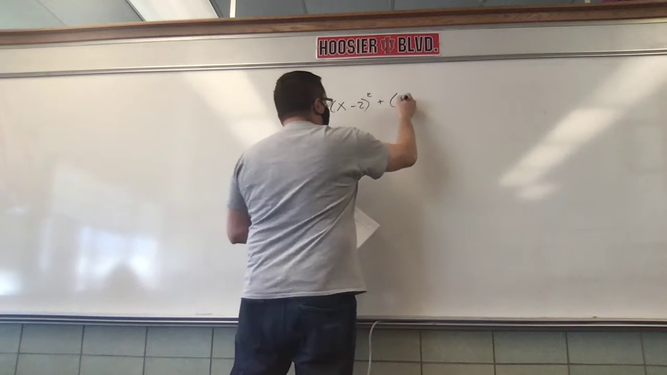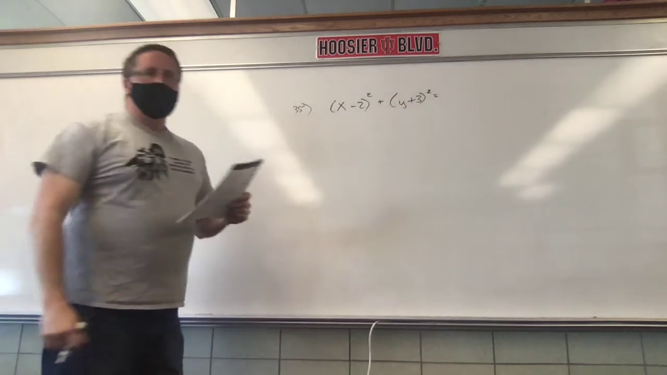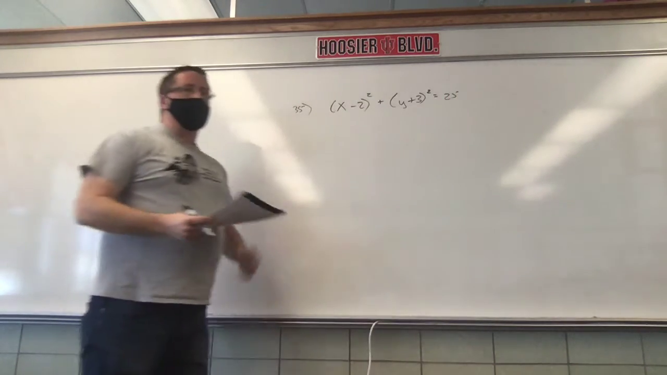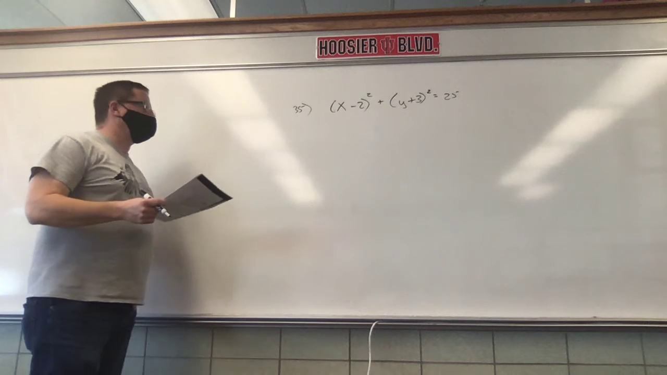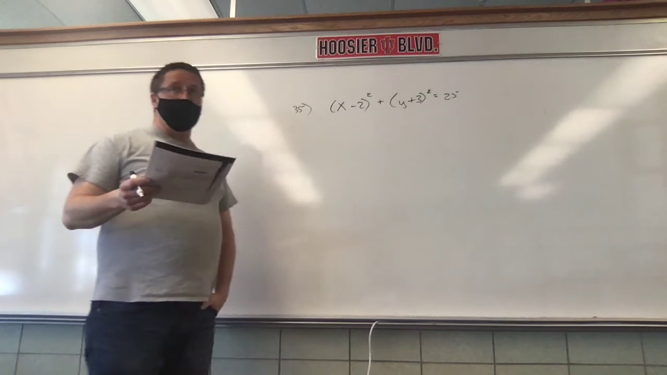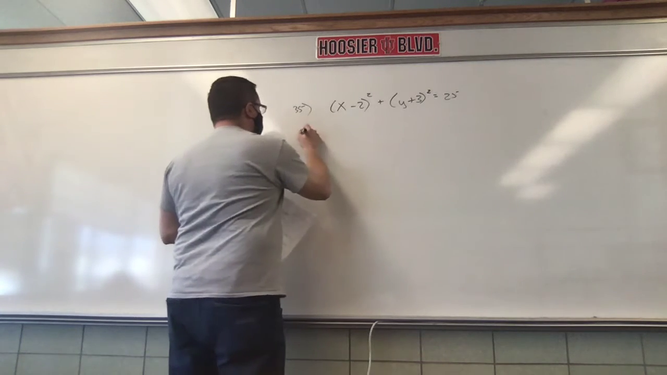-3, so it's going to be y plus 3 squared equals, and it's not going to equal 5, it's going to equal 25, okay? Because it's the square. The radius is 5, so it equals 25. I mean, you're just plugging stuff in there. That one should be a real simple one, okay? 37, looks like it's tougher, it's not.